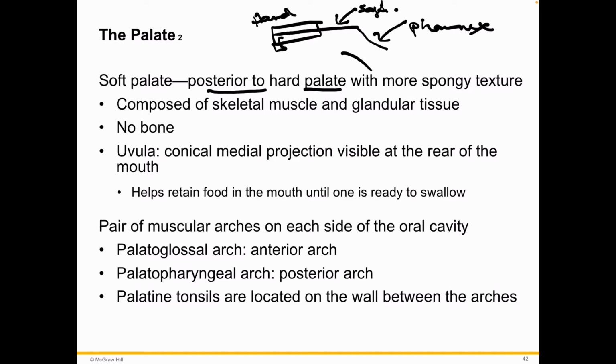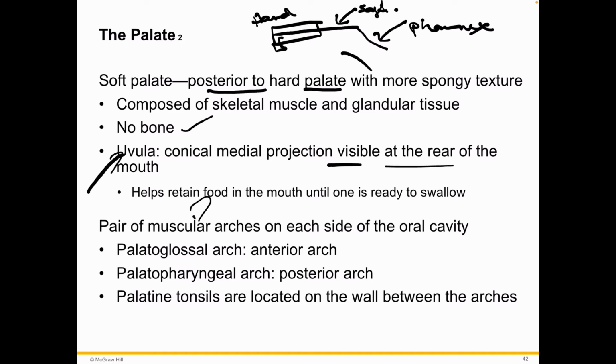It's the soft palate where, I don't know about you guys, but when I have allergies, it itches in the back of my throat, in the back of my mouth, really. It's more spongy and flexible in texture. It's composed of skeletal muscle and glandular tissue, but it doesn't have any bone, unlike the hard palate. The uvula is a conical shape hanging at the back of the mouth. It helps us retain the food in the mouth until it's ready to swallow, and there's some other stuff we imagine but don't really know about yet.